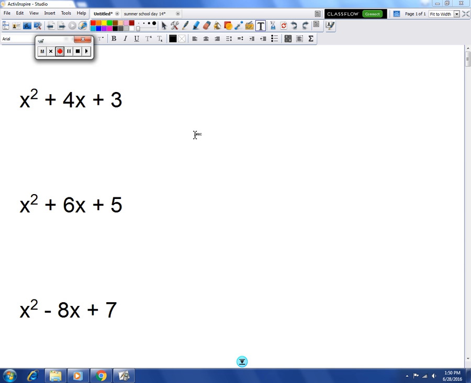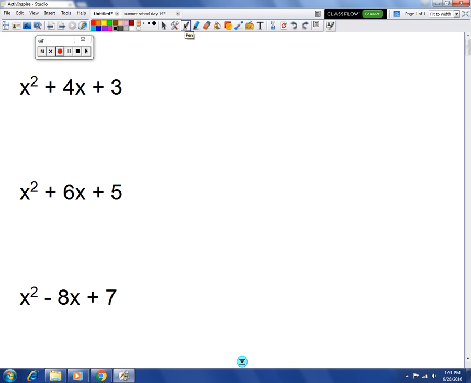In this video, I'm going to show you how to factor trinomials. Most of the time, our trinomials are quadratics, like these that you see. They don't have to be quadratics, but typically this is the kind of problem that you would have to factor. It's a quadratic and it has three terms. That's a trinomial. So let's start.